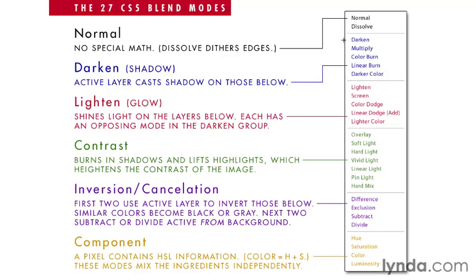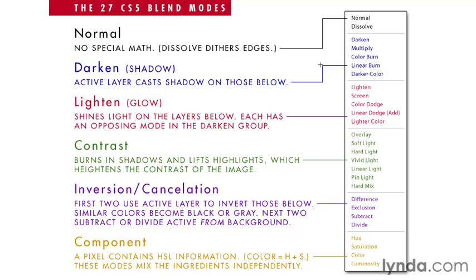In the next group, we have the darken modes, which are sometimes called the shadow modes. And in the case of the darkening modes, the active layer casts a shadow on the layers below. So we start things off with darken, then we move on to the better mode, for most purposes, multiply. And actually, multiply is one of those great modes, one of the great blend modes inside of Photoshop. Then we've got color burn, which ups the saturation, also gives you a more intense effect. Linear burn, a little more intense still, but less over-the-top saturation.